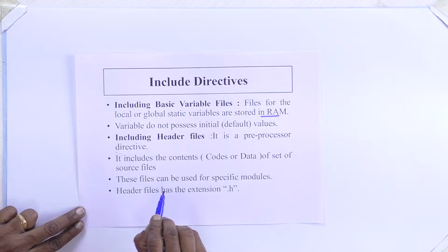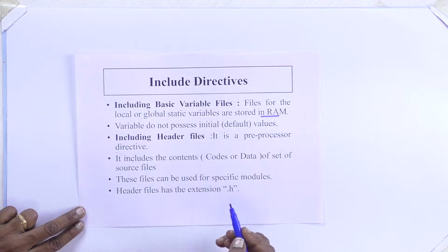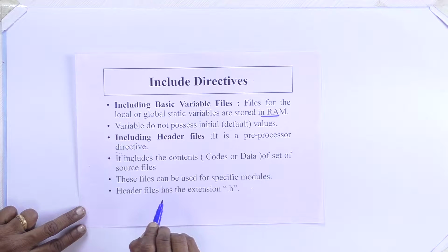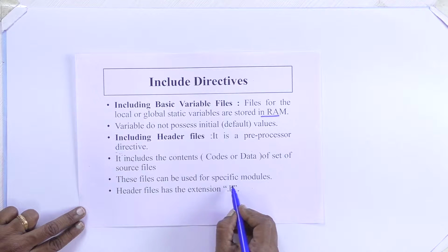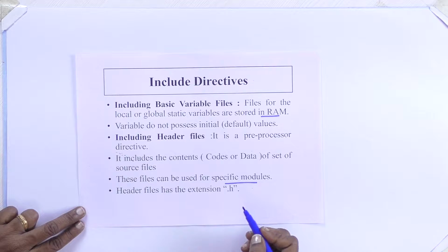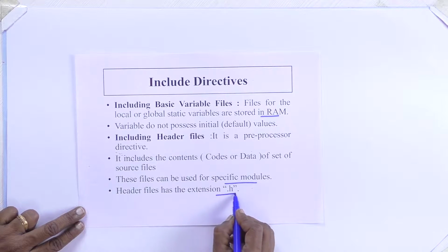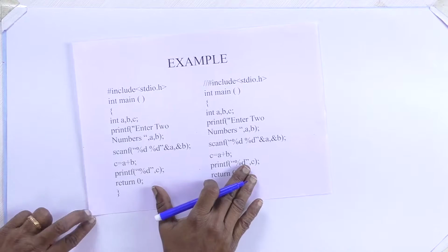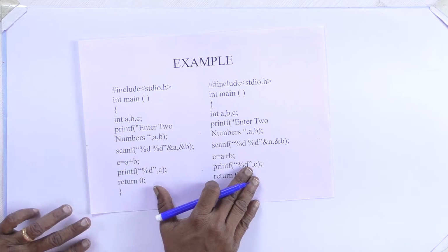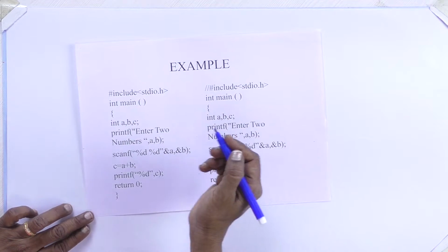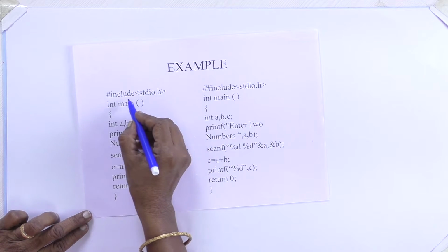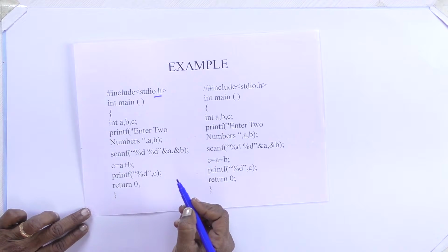So including a header file, which is a preprocessor directive, includes the contents of the source files. These files can be used for specific modules. All the header files will have the extension .h. For example, let us discuss a preprocessor directive, hash include stdio.h.